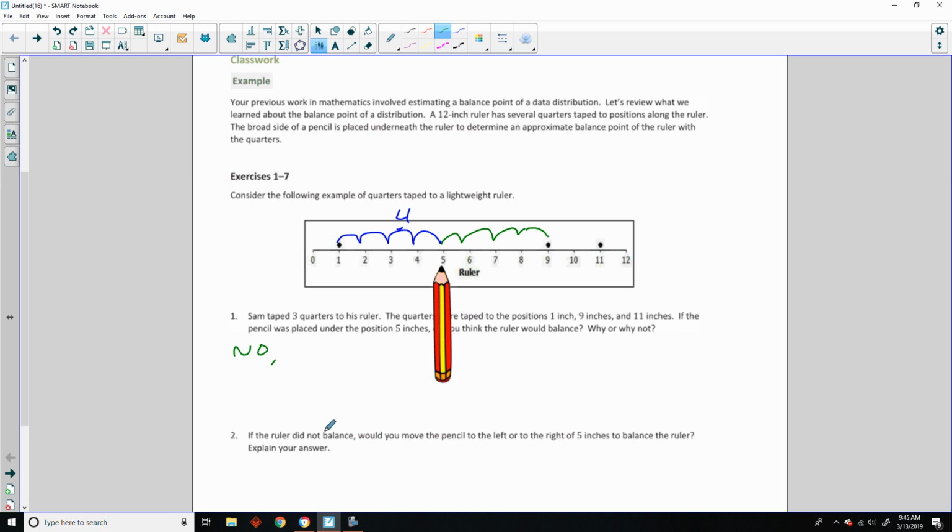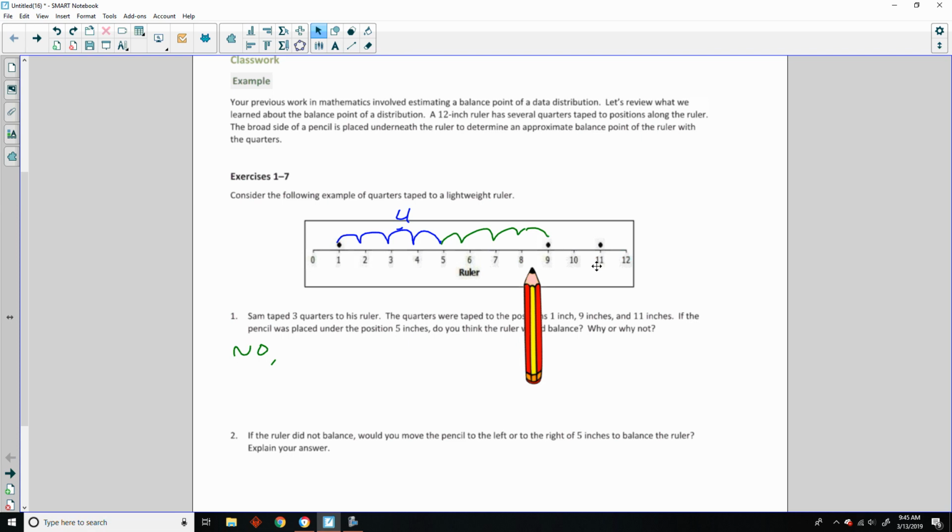Number 2, if the ruler did not balance, would you move the pencil left or right of the 5 inch to balance the ruler? Explain your answer. Okay, well, I would move it to the right because we want it closer to the heavier objects, and maybe put it, say, at 8 or even closer over here somewhere.